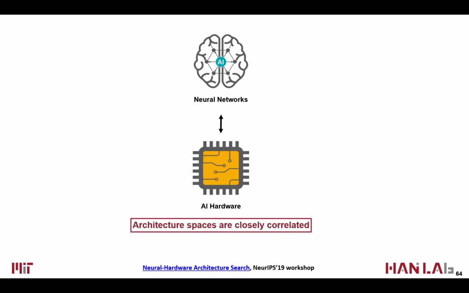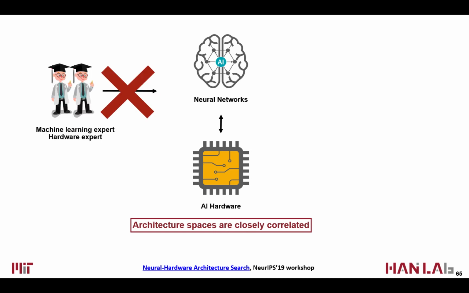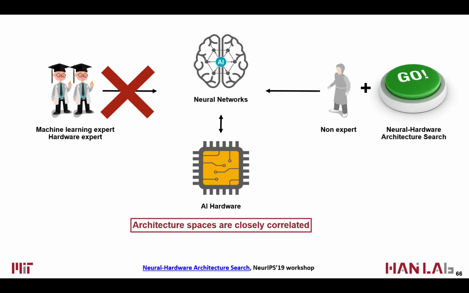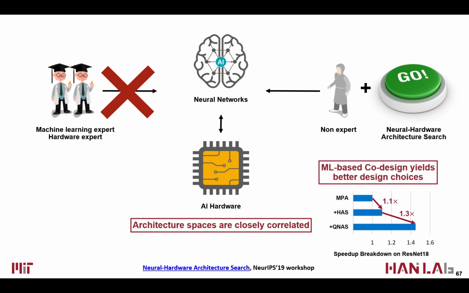On average, the design spaces of the neural architecture and hardware architecture are highly correlated. So instead of applying human heuristics or separating these two architectural design spaces, we propose to apply machine learning co-design, so that such co-design is able to yield a better design choice with high sample efficiency. It offers 1.1 times speedup from the pure hardware configurations and 1.3 times speedup from the network architecture design.